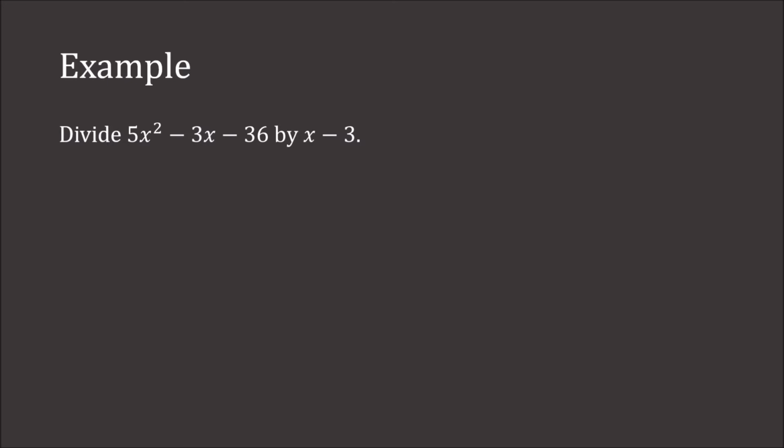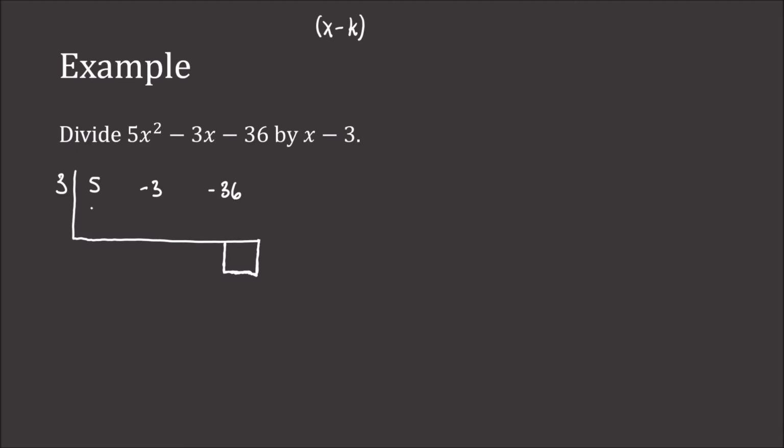So we will divide 5x squared minus 3x minus 36 by x minus 3. So remember, using synthetic division, it's of the form x minus k. So this x minus 3, k would be 3. Now we want to write the coefficients of the dividend, so it's 5, negative 3, and negative 36. And this term right here will wind up being our remainder.